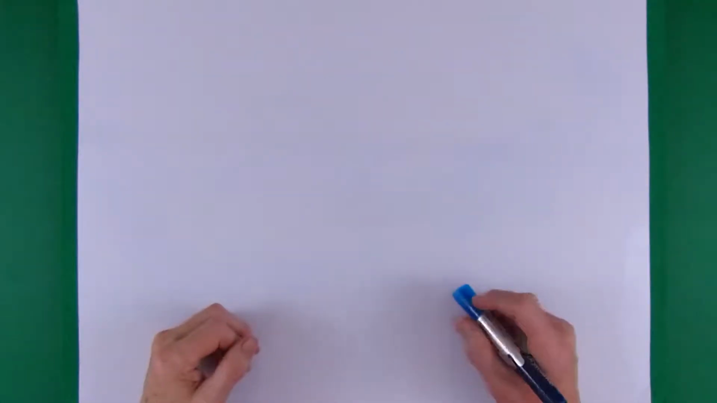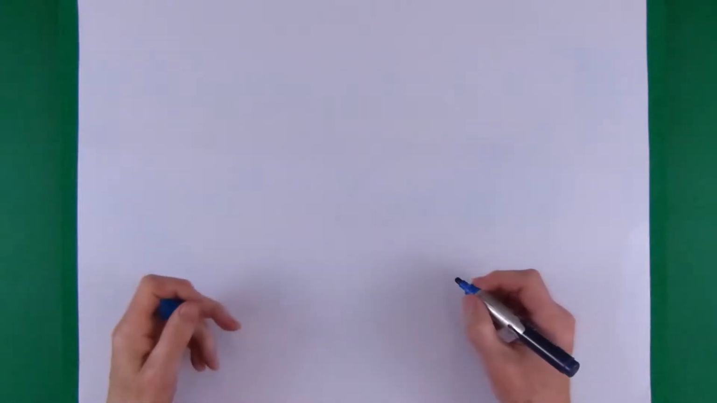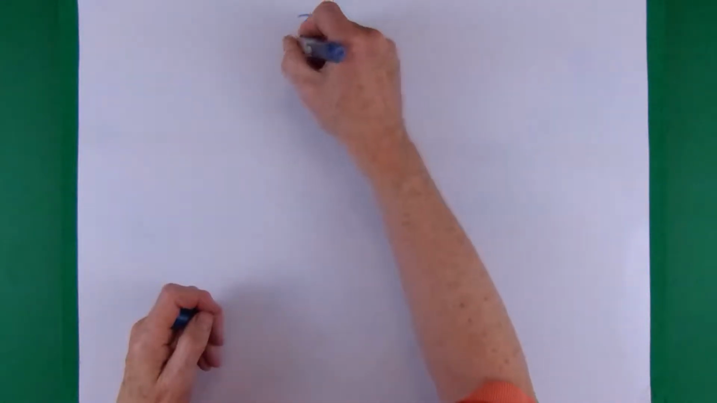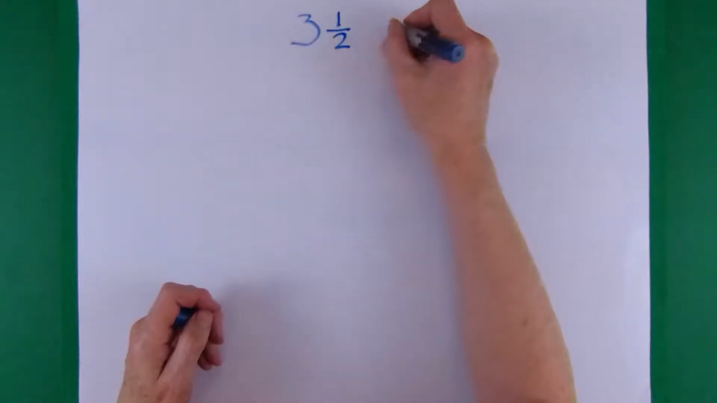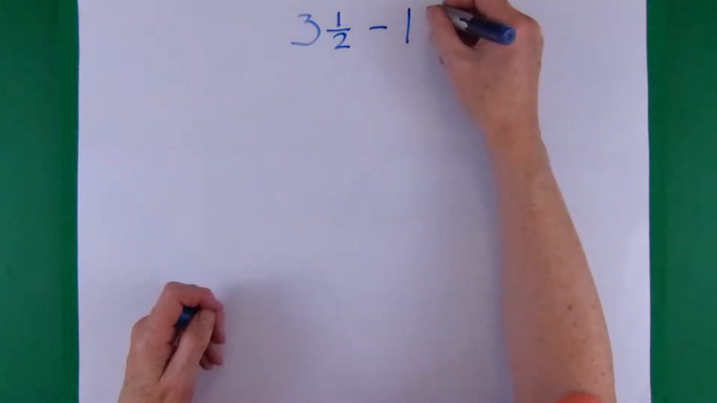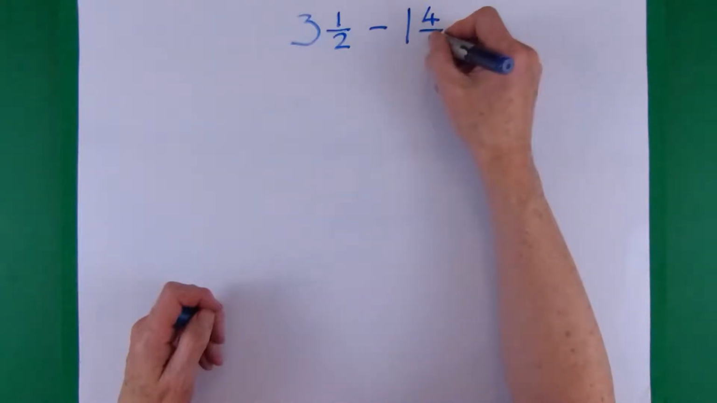We will now do an example with whole pizzas. The example we'll do is 3 1/2 take away 1 4/5.